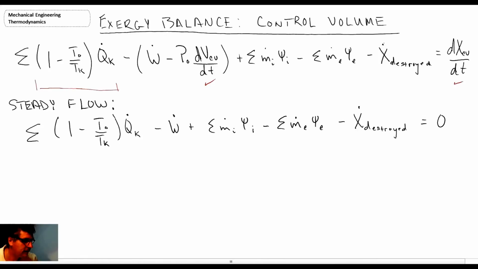Okay, so that's it for the steady flow. The next thing we're going to do, we're going to approximate or reduce it further by making another assumption, and that is we're going to assume that we have a single inlet and single exit stream. So we will call this single stream, and with that, the term that will be modified is going to be this term and this term, because there we will only have a single input and a single exit.